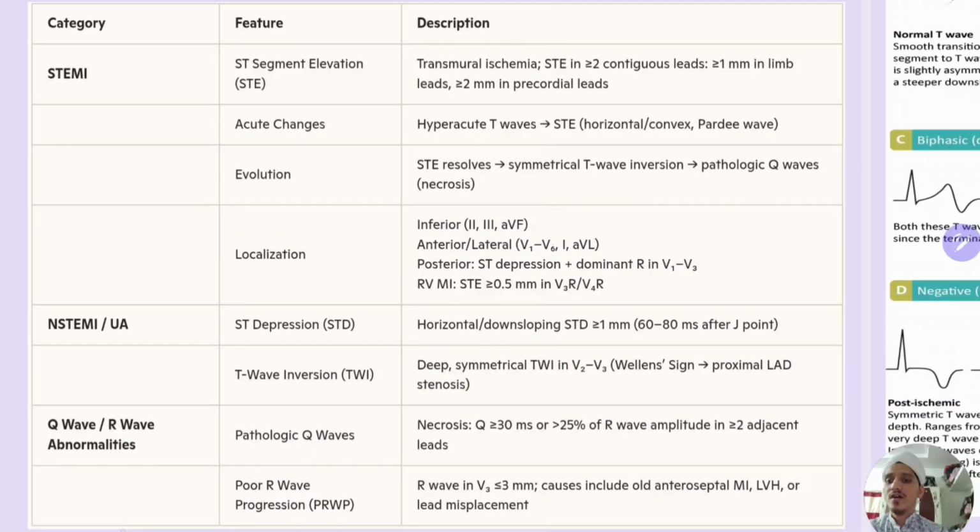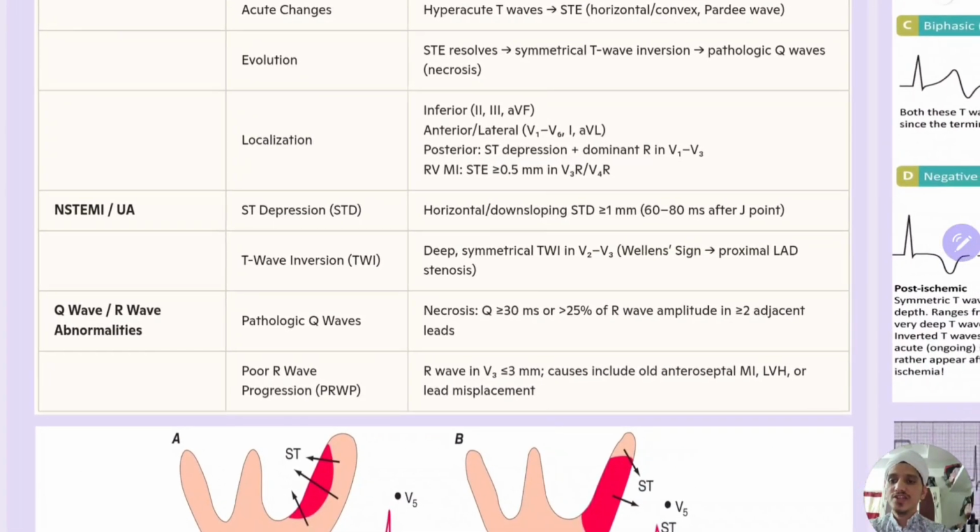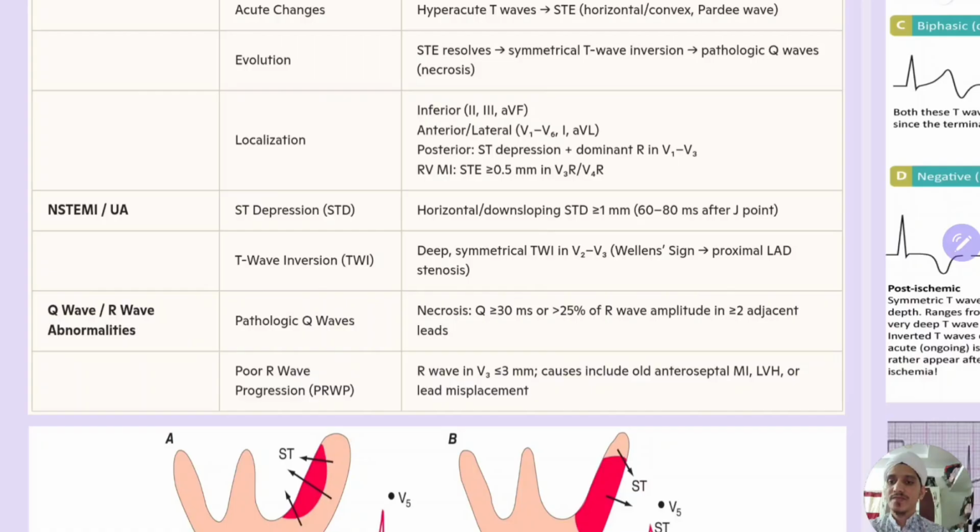So NSTEMI or unstable angina means ST segment depression that should be at least 1 mm, and T wave inversion in V2 and V3. Now we will come on to the Q and R wave abnormalities.